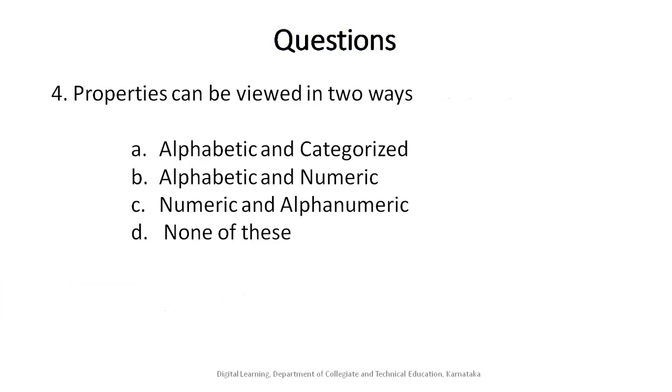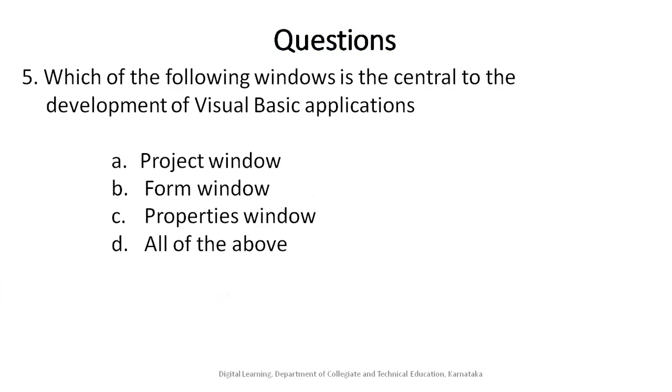Properties can be viewed in two ways. The options are alphabetic and categorized, alphabetic and numeric, numeric and alphanumeric, none of these. The correct answer is alphabetic and categorized. Which of the following windows is central to the development of Visual Basic applications? The options are project window, form window, properties window, all the above. The correct answer is form window.